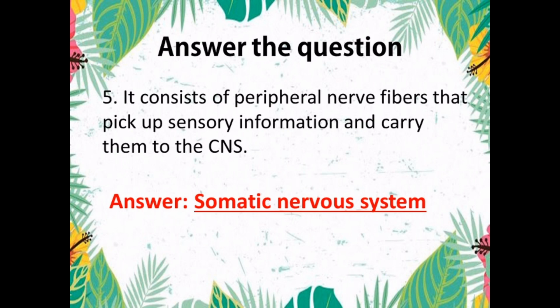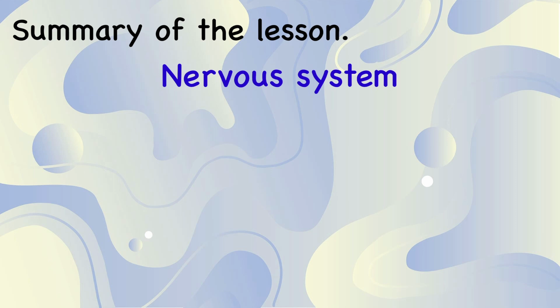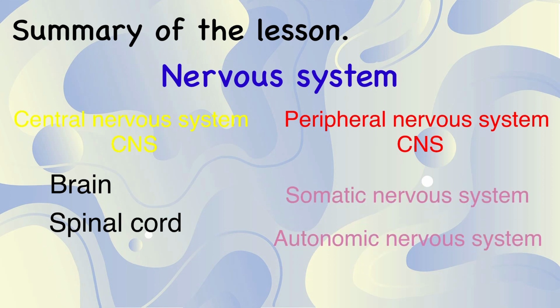Before we end the video, we are going to have a short review of our lesson. Today we have learned about the nervous system, which has the central nervous system and the peripheral nervous system. The central nervous system includes the brain and the spinal cord. And the peripheral nervous system has two parts: the somatic nervous system and the autonomic nervous system.